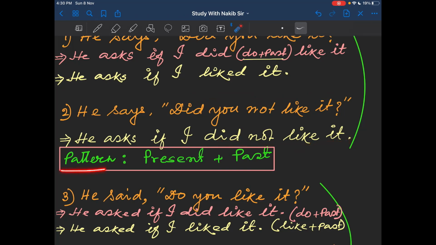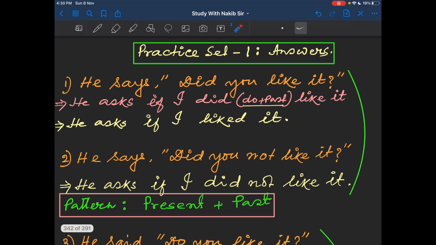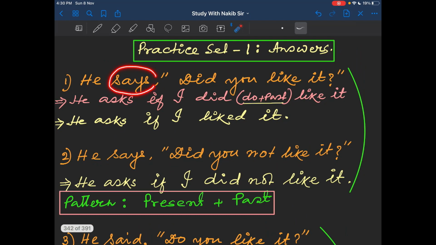Okay. See the pattern here, present plus past. It means the reporting verb is in the present tense and the reported verb is in the past tense. See the example. So one is present and the other one is past. This is the pattern here. See everywhere, he says, the reporting verb is in the present tense, and here did like, here did like. So the reported verb is in the past tense.